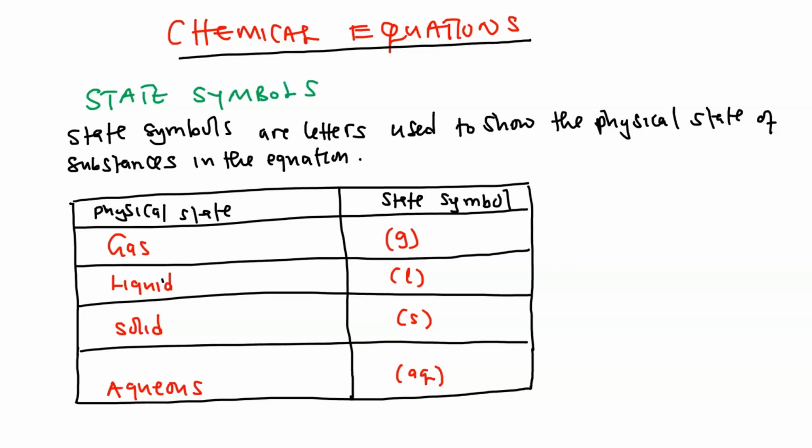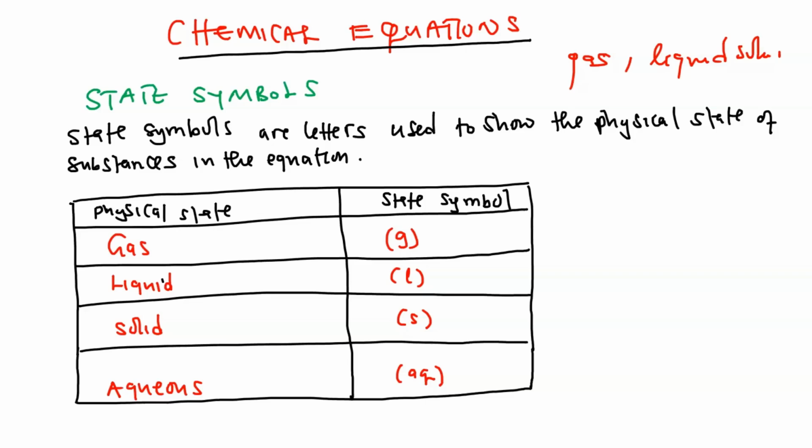These are just letters that are used to show the physical state of a substance in the equation. So when you put the state symbol, you're showing the physical state of the substance. You know that they can be gas, liquid, and solid. And of course we have the one that is the aqueous. Let me start with gas.